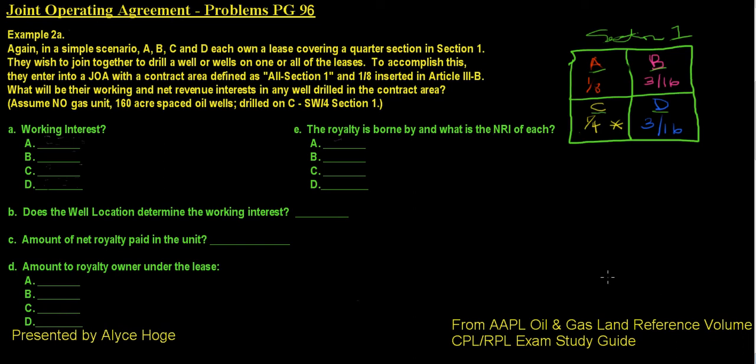Now let's look at the joint operating agreement problem on page 96. Now we're going to do example 2A. And this is a very similar scenario to example 1. So I'm just going to walk through it with you again.